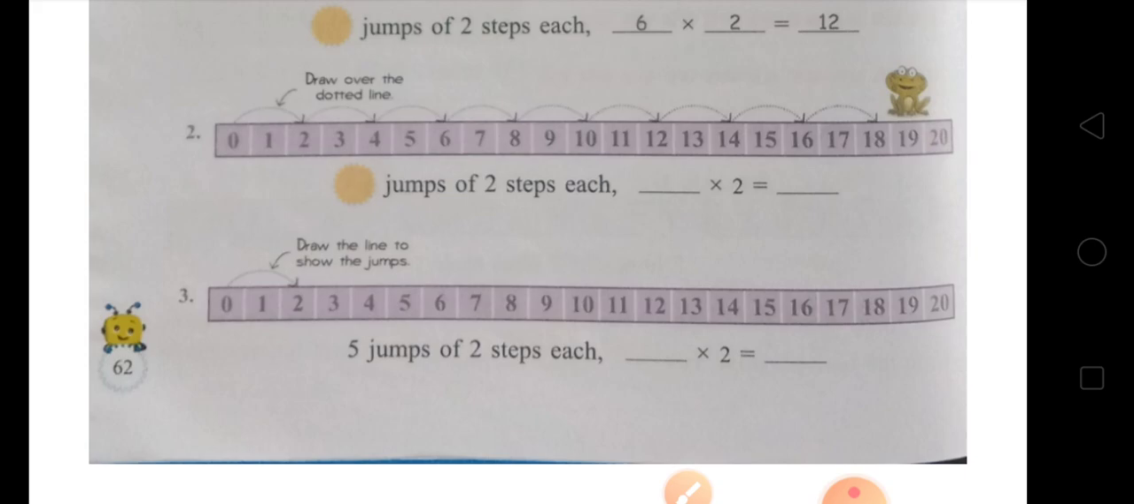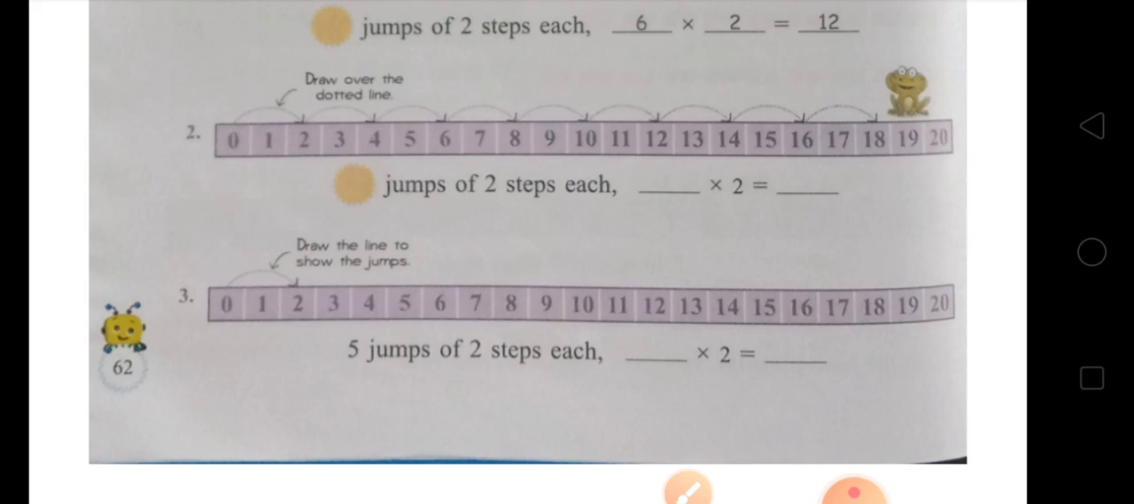In third you can see here and draw over the dotted line. You have to draw a line over the dotted line. In third, draw the line to show the jumps. You can see here that 5 jumps are here. On both sides there are 5 jumps of 2 steps each. So you have to show 5 jumps.